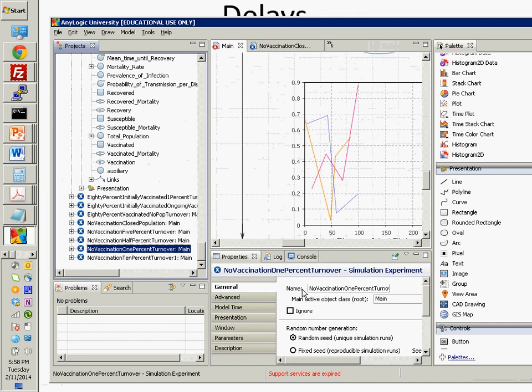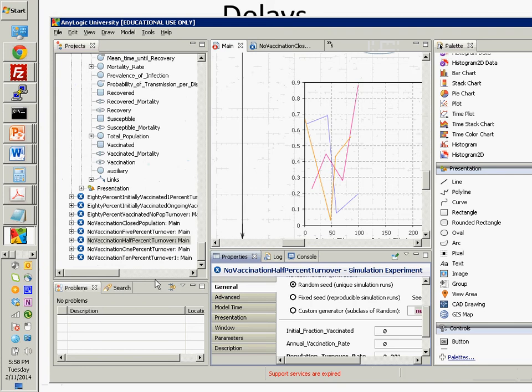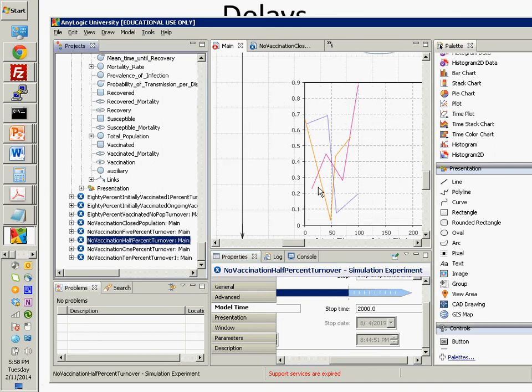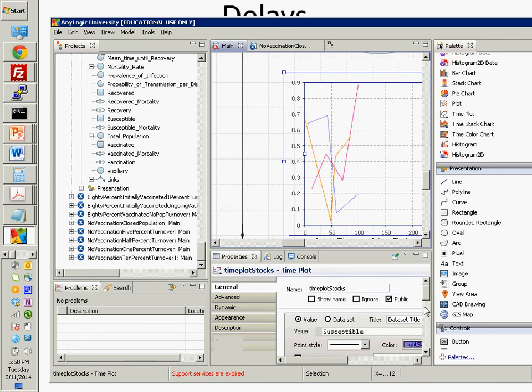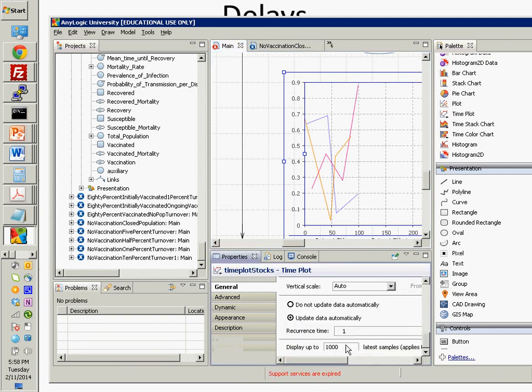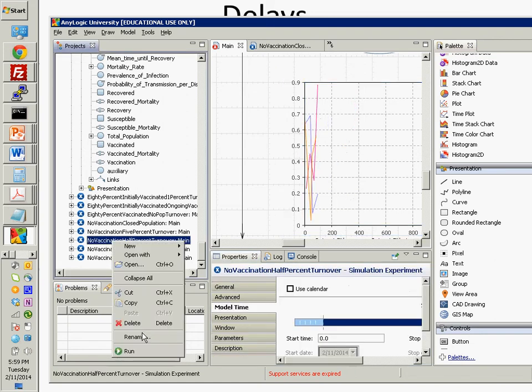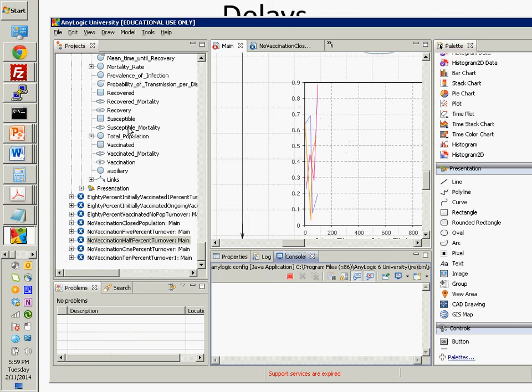Where is it? 0.5%. I'm going to run this out further. I'm going to go to the model time of the experiment, and I'm going to run it out to time 2000. And I'm going to set this graph so that it keeps up to 2000 data points and shows me all 2000. Okay, there we go. Great. So we're going to run this, and what do you think we'll see?